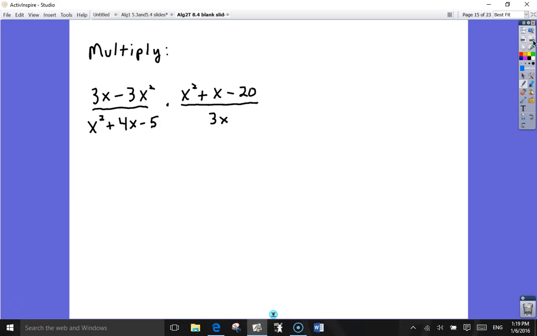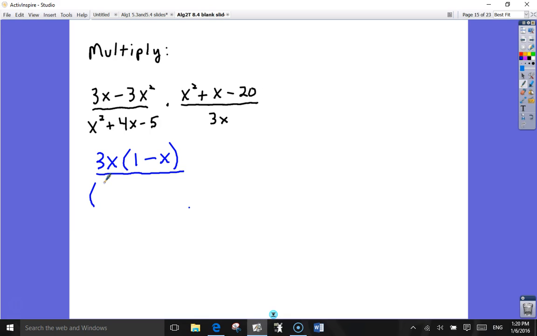factor all the numerators and denominators that you can. How does the first numerator factor? What's the greatest common factor? 3x times 1 minus x, right? And how about the denominator? Factors of -5 that add up to 4. One's got to be positive, one's got to be negative.